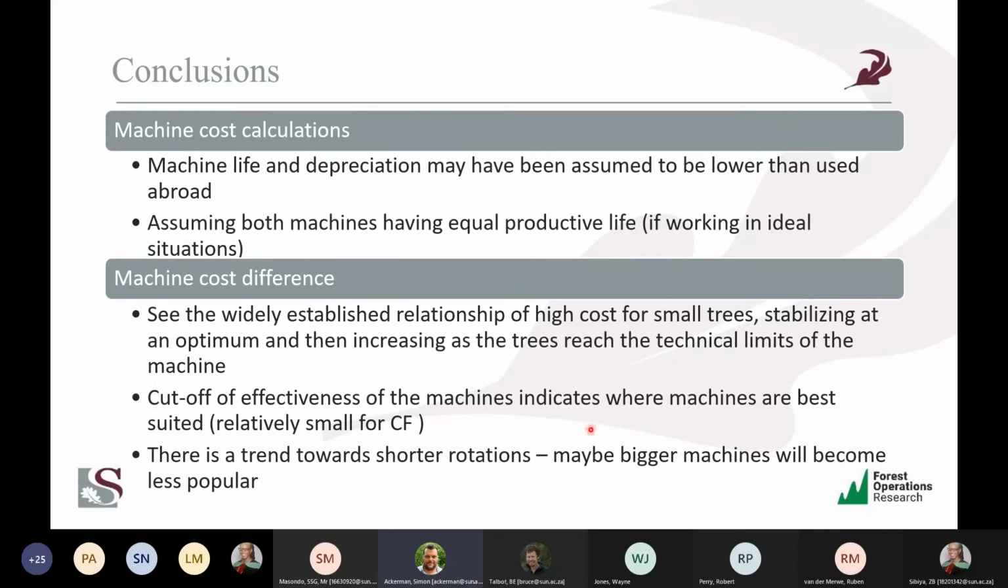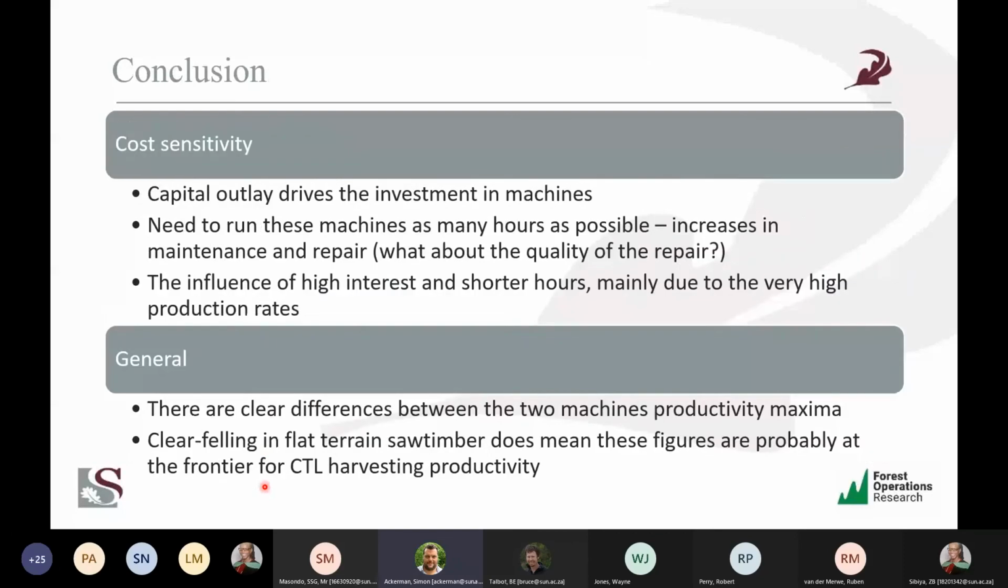Also, the cutoff for the effectiveness of the machines was about 26 centimeters DBH, so relatively small for the size of the trees that were harvested in the area for small clear fell. But we know that there's a trend towards shorter rotations and maybe bigger machines will become less popular. But if you speak to suppliers and contractors, the bigger machine often is able to handle anything. So it might be more expensive, but is highly productive and can deal with most things.